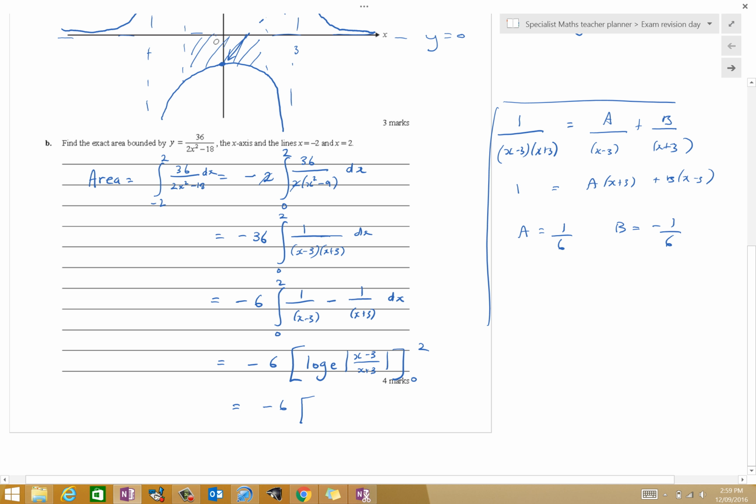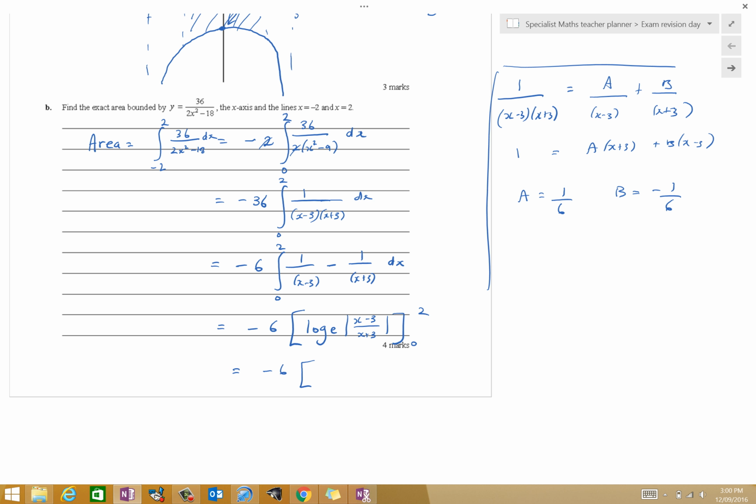So that is minus 6 outside of, well, what we've got first is log e to the 1 over 5. And it's the absolute value of that, so we're not fussed about positives and negatives anymore. It was negative 1 over positive 5. By the way, if you don't do the absolute value sign, would you lose a mark there? Absolutely you would. All right, then we're subtracting log e to the 1, which is 0.